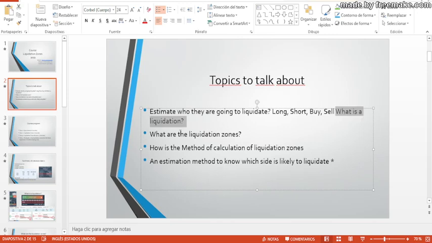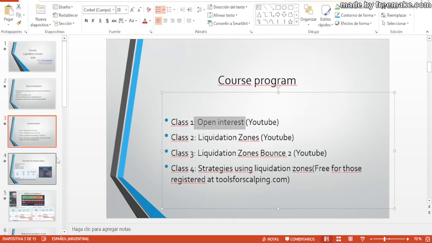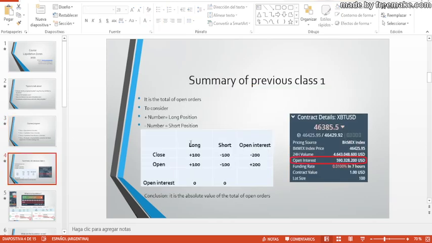What is a liquidation? What are the liquidation zones? How is the liquidation zone calculated, and what is an estimation method to know which side is likely to liquidate? This is the course program: 4 classes. We are here. We will do a brief review of class 1, open interest.